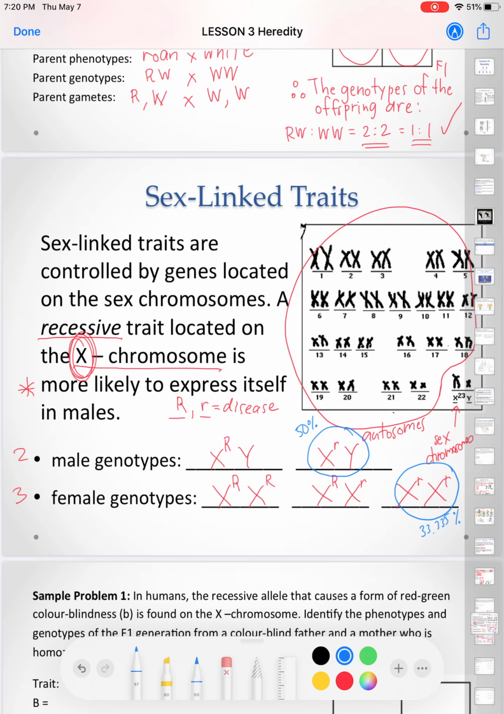So you can see that what we've set up here, a recessive trait located on the X chromosome, is definitely more likely to express itself in males. This is why males have a higher rate of colorblindness, because colorblindness is a trait that is located on that X chromosome. Males have a 50% chance of being colorblind, and females have a 33.3% chance of being colorblind. Okay, so let's go on and do a question actually involving colorblindness.